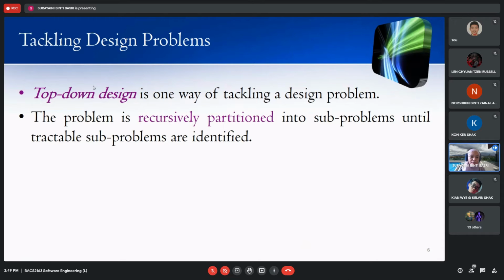Okay? So we see the whole first, at the higher abstraction first. And then after that, we move to its individual component or module or subsystem, one by one. So that is how the expert says one of the ways of tackling the design problem.